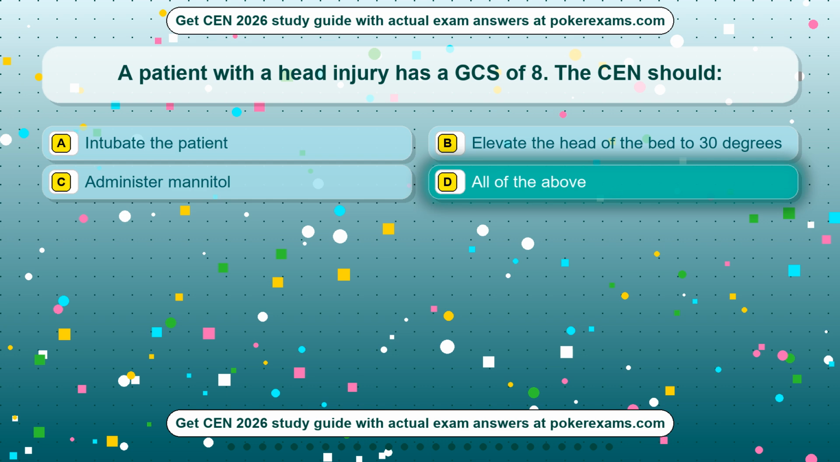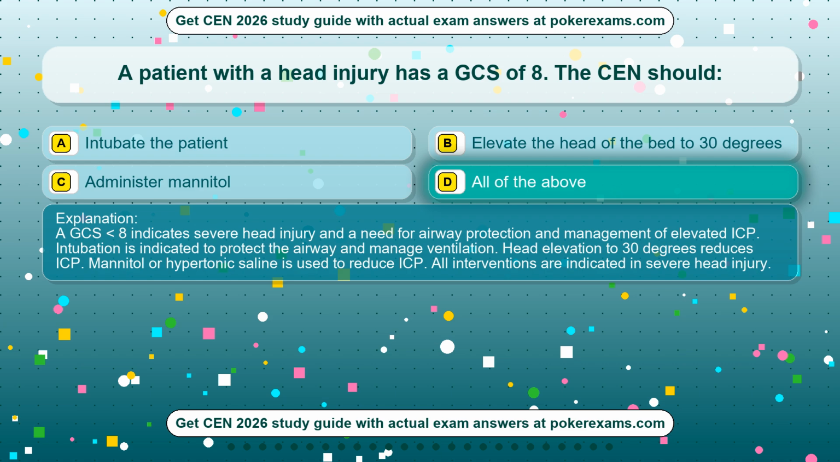All of the above. A GCS of 8 indicates severe head injury and a need for airway protection and management of elevated ICP. Intubation is indicated to protect the airway and manage ventilation. Head elevation to 30 degrees reduces ICP. Mannitol or hypertonic saline is used to reduce ICP. All interventions are indicated in severe head injury.